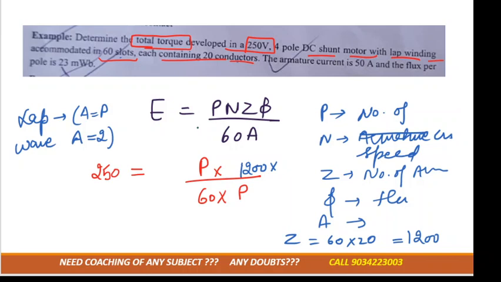Okay. Now in this case they said the armature current is 50 A, Ia, and the flux per pole is 23 milliweber. 23 milliweber is 23 into 10 raised to power minus 3 Weber. Correct? So for this we should also know the torque formula.